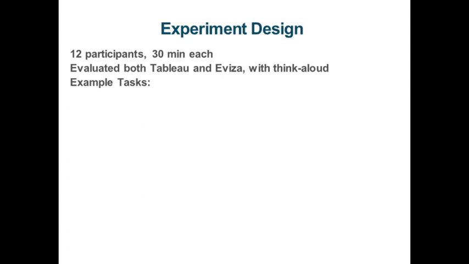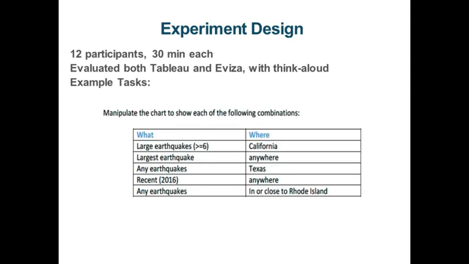So instead, we presented the tasks in a table-type form where we gave the target data we wanted them to reveal in the interface in various cells in the table. So for example, one task would be to find a viz that showed large earthquakes greater than magnitude 6 in California, and another task would be to show the largest earthquake anywhere in the map.